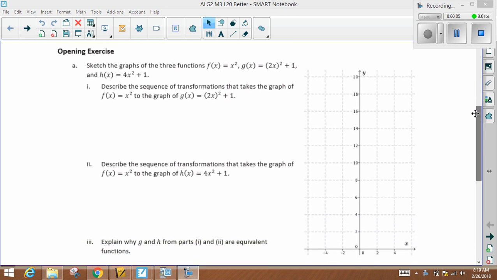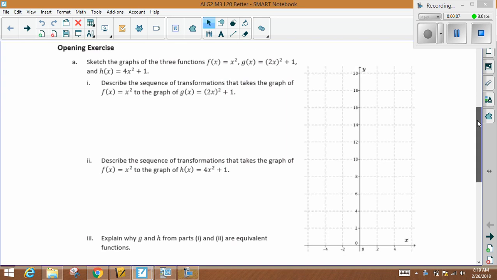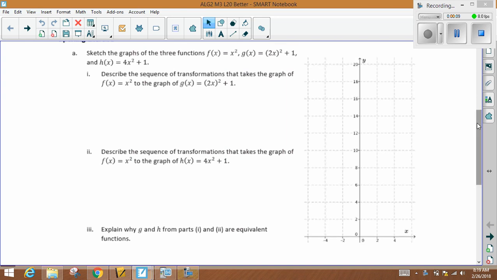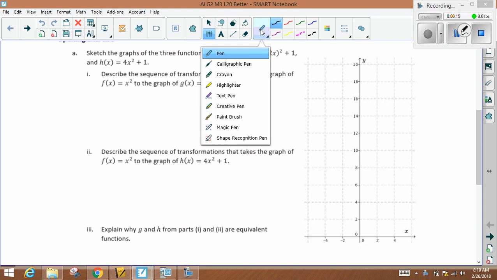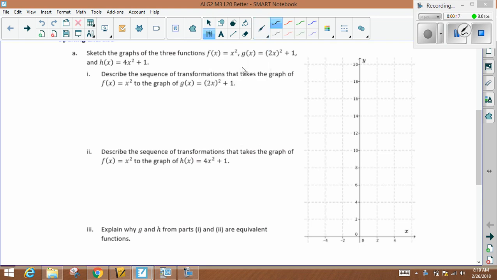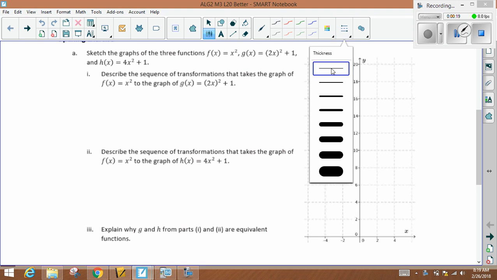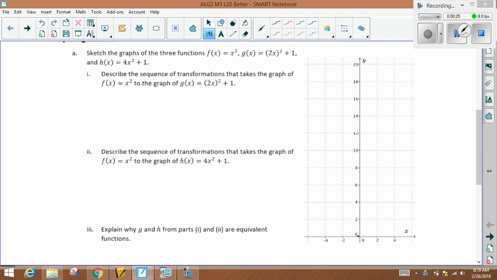So let's go ahead and graph these three things. And we'll be able to relate to transformations that you've done before, where you transform the graph of a quadratic function, aka a parabola. So the first one we'll do is the graph of f of x, which is x squared.